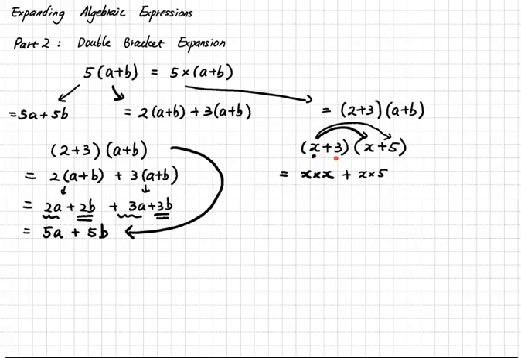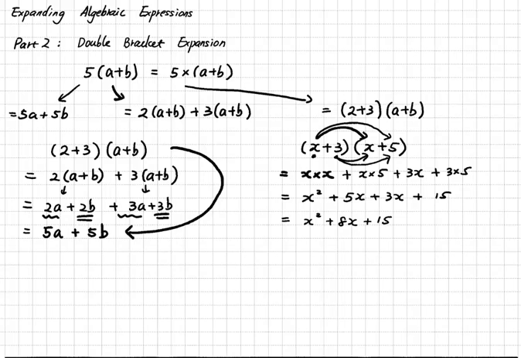Now we're going to focus on the second term in the first bracket and make sure that it is multiplied by everything in the second bracket. So we have 3 times by x, so plus 3 times by x, and then plus 3 times by 5. Now let's tidy up a little bit further. We have x times x, x squared, plus 5x plus 3x plus 15. Again, you're going to collect the like terms. So 5x plus 3x is 8x. So we have x squared plus 8x plus 15.